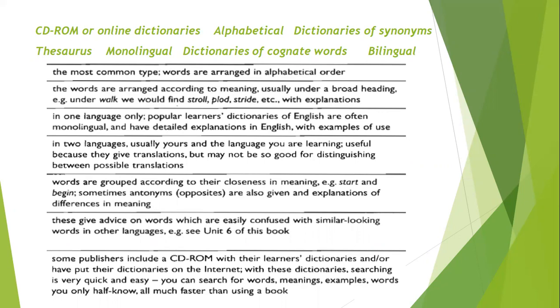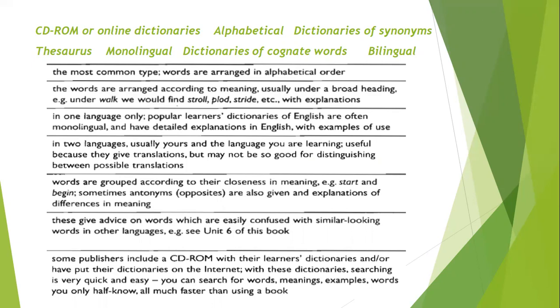Dictionaries of synonyms. Which definition do you think is suitable? Yes. The fifth one. Words are grouped according to their closeness in meaning. For example, start and begin. Sometimes antonyms or opposite meanings are also given, and explanations of differences in meaning.